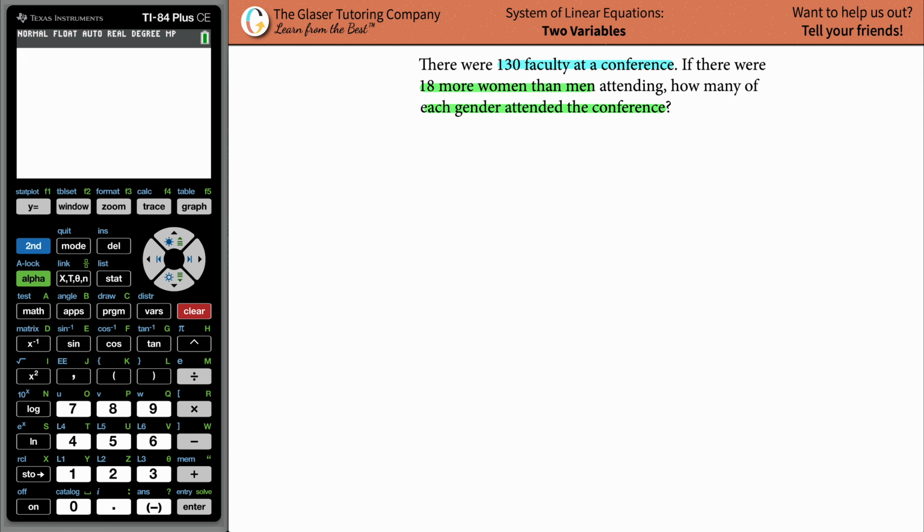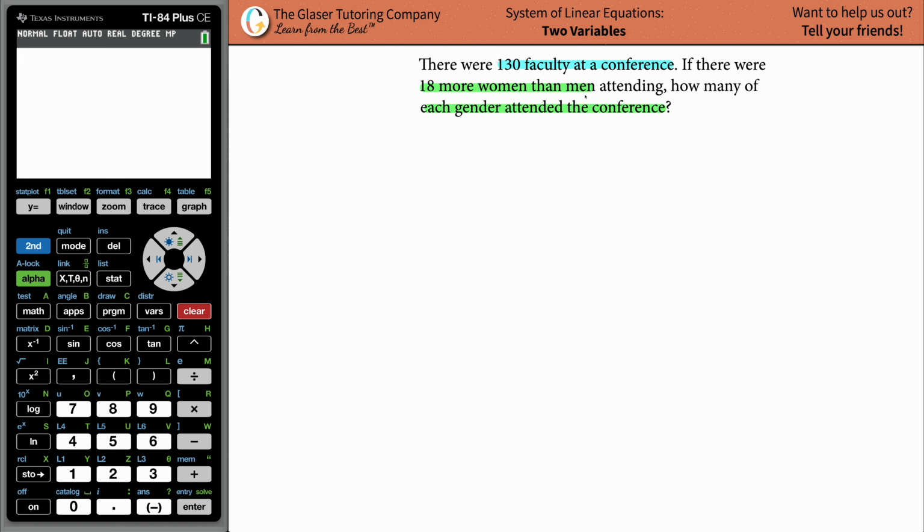The most important thing I could tell you guys is always start off by writing out your variables. It's going to help you out a lot. In this case, we are trying to find out how many of each gender attended the conference. And the genders included were women and men. So let's make variables for those.